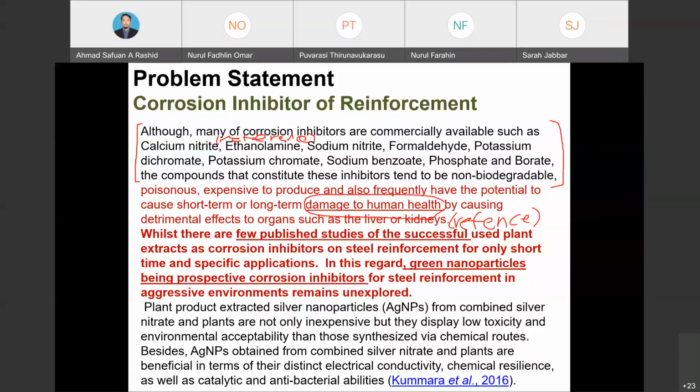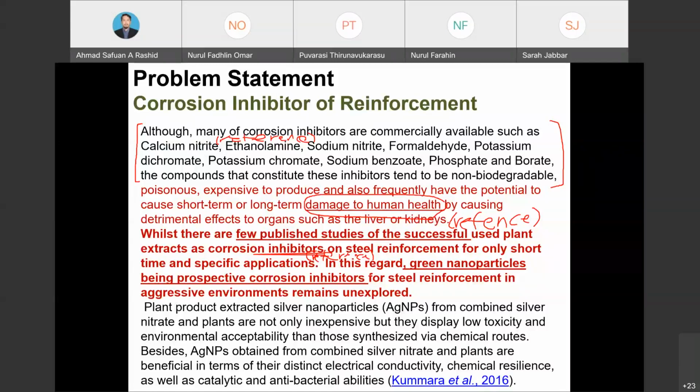To help in the construction work. While there are few published studies of the successful use of plant extract as a corrosion inhibitor on steel reinforcement, only for short times and specific applications. So with few published, it's better to include the reference too. People will ask, what is the reference? So for every statement where you rely on any previous work, it's better to include the reference. In this regard, green nanoparticles as a prospective corrosion inhibitor for steel reinforcement in aggressive environments remain unexplored.